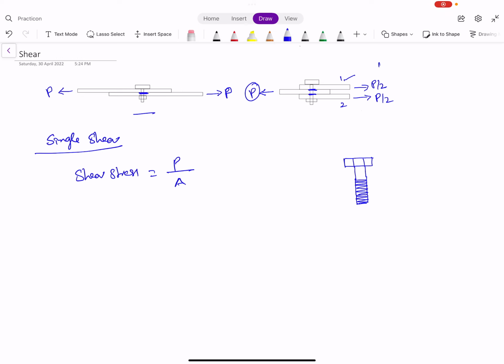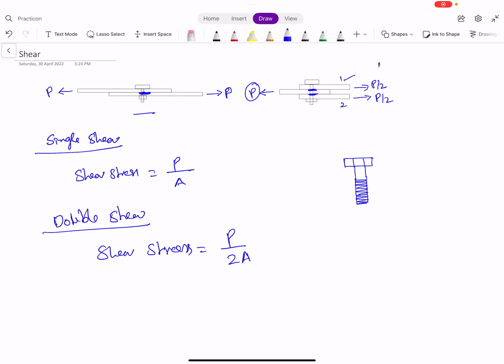So for double shear, the shear stress equals P divided by 2 times A. For single shear, there is a single plane, and for double shear, two planes of the bolt are subjected to the force. So the force will be divided by 2 times the cross-sectional area of the bolt.